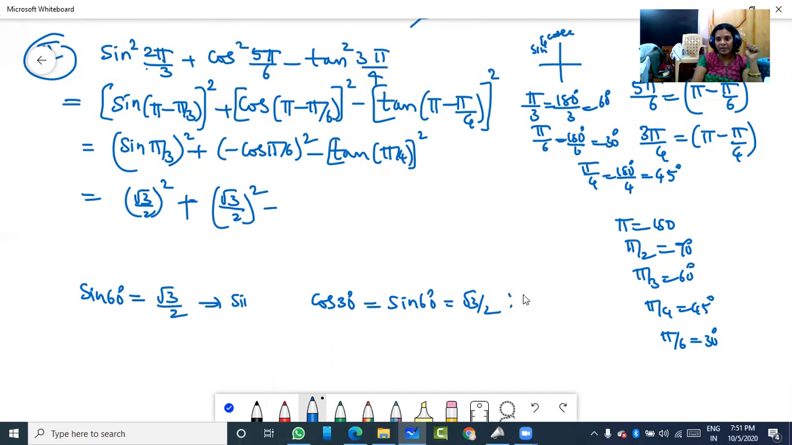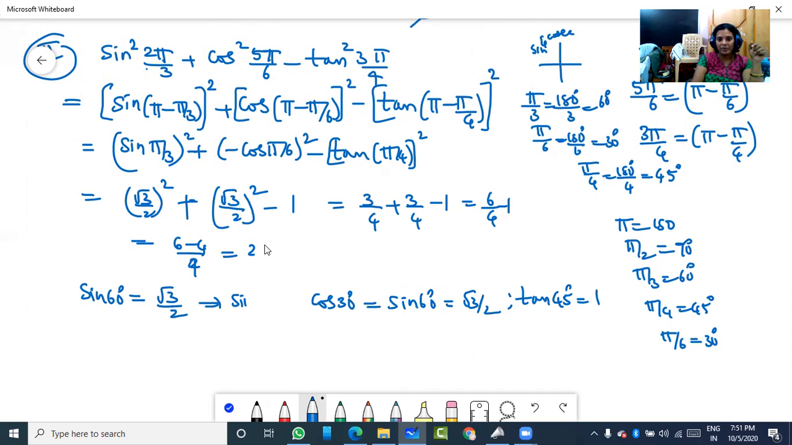Minus, we know that tan pi by 4 means 45 degrees. It is equal to 1. This is 1. So root 3 whole square means 3 by 4 plus 3 by 4 minus 1. It is equal to 6 by 4 minus 1, equal to 6 minus 4 by 4, equal to 2 by 4, equal to 1 by 2. This is the second solution.